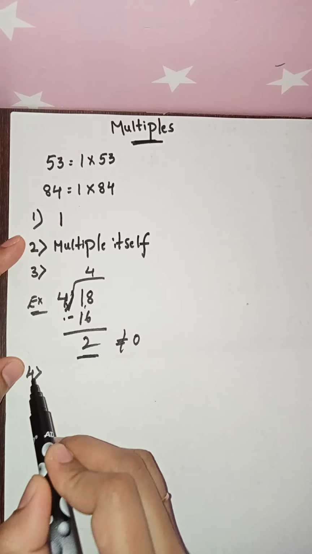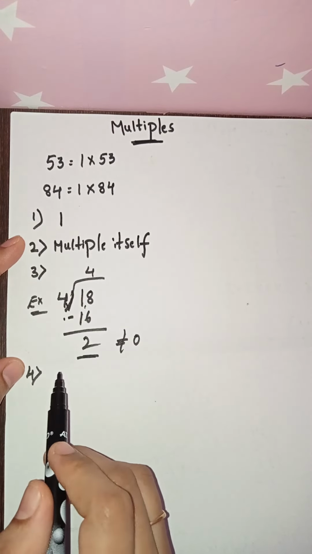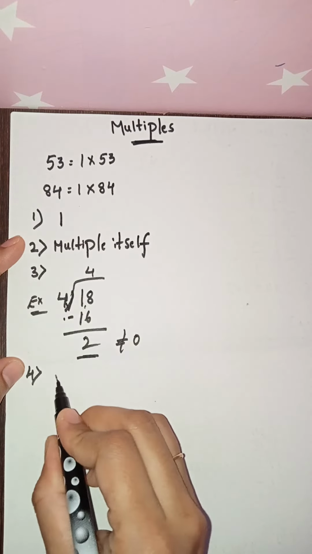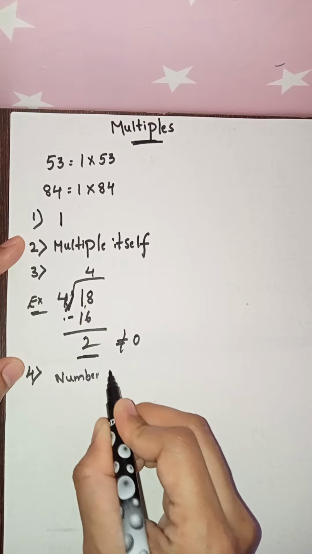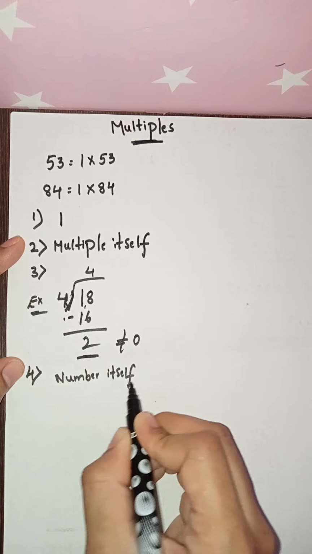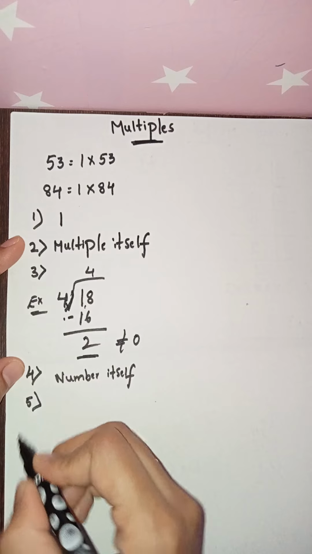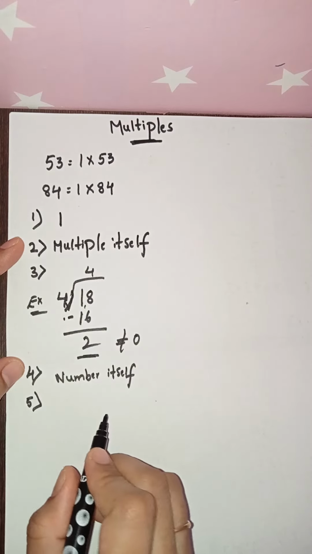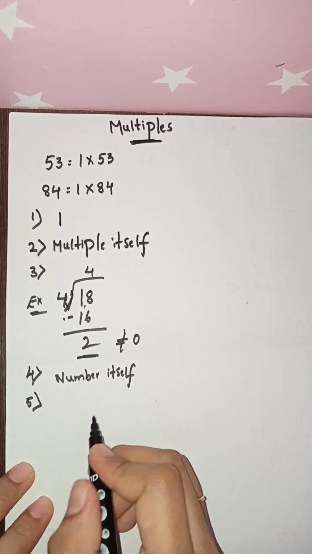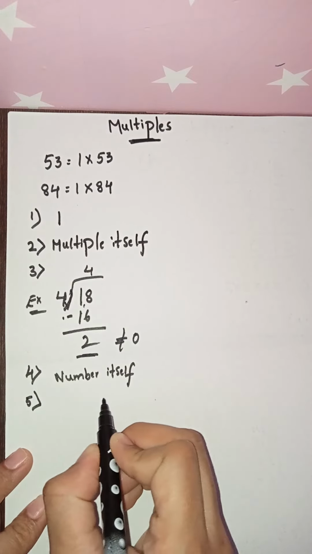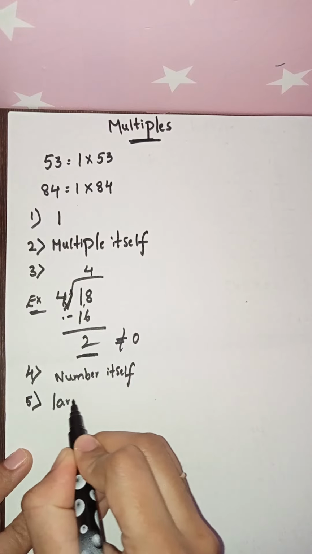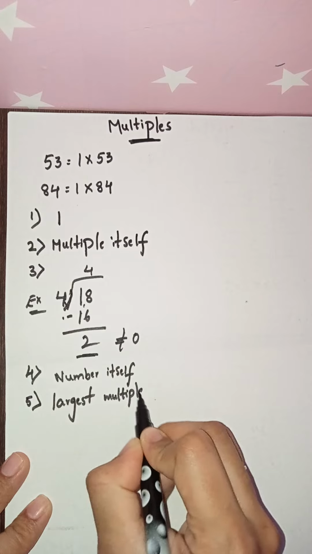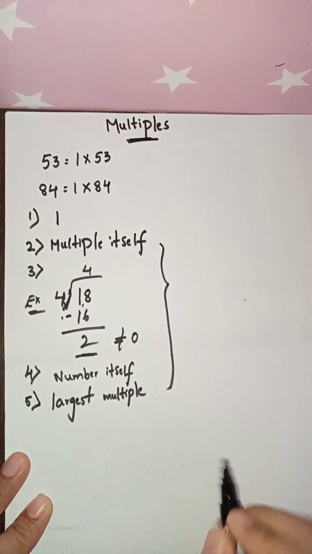The fourth one is the smallest multiple of a number is the number itself. And the fifth one is there are infinite multiples of a number. So there is no largest multiple of the number. So these are about multiples.